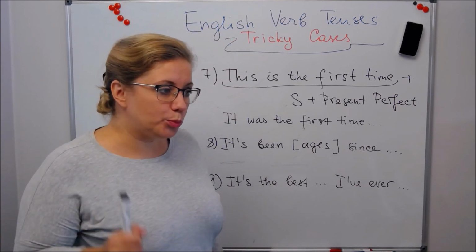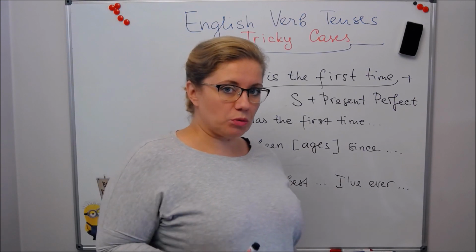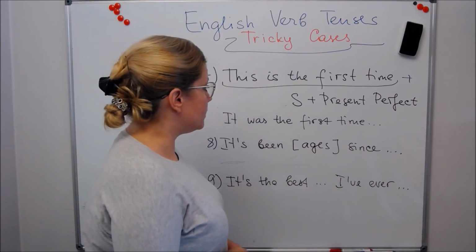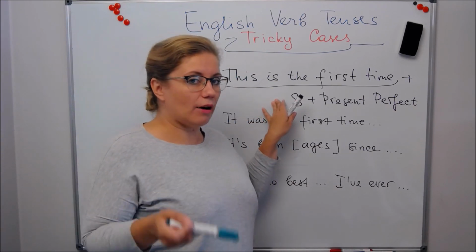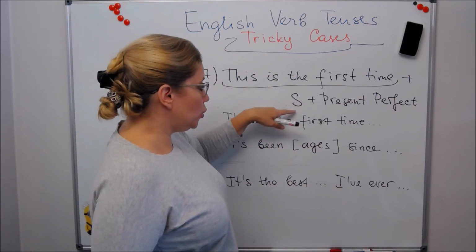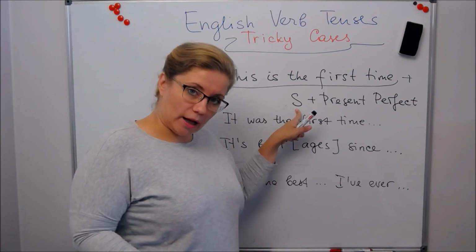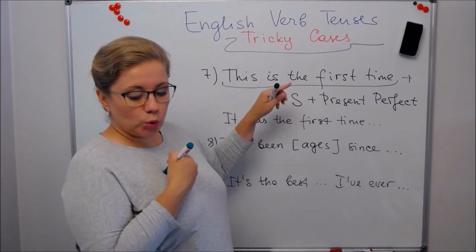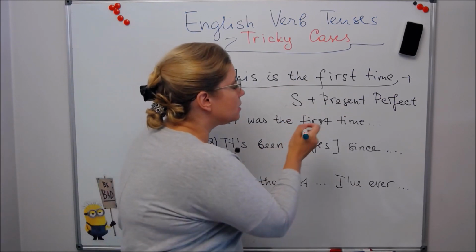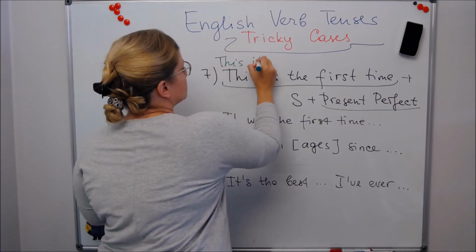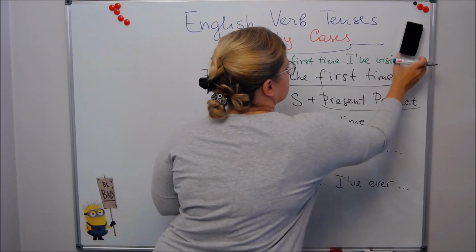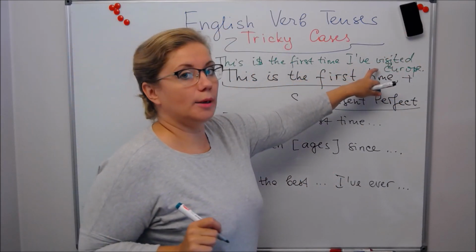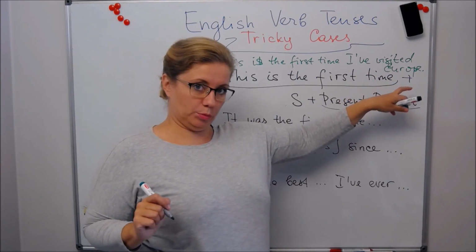Because you want to put this accent on your experience, not on the action, you will start the sentence with "this." And what happens after that? You use the verb "to be" in the present. This is the first time I, and you will add the present perfect form here. For example, this is the first time I've visited Europe.